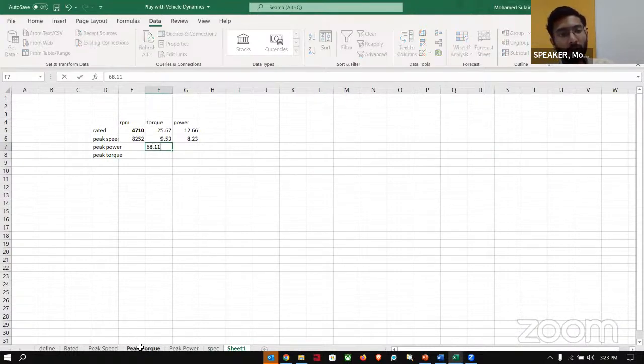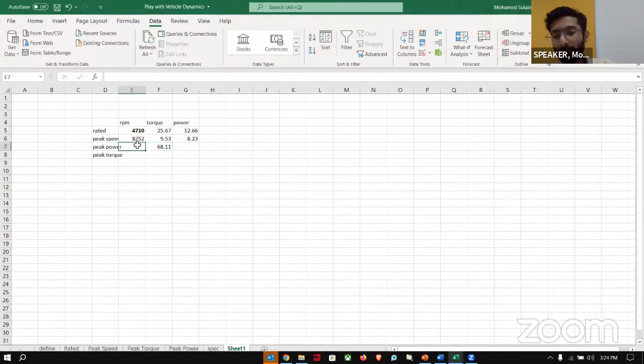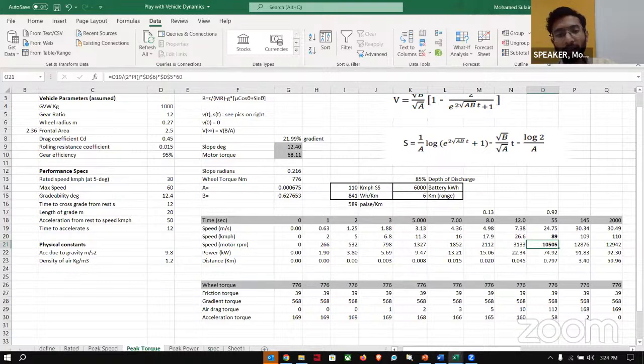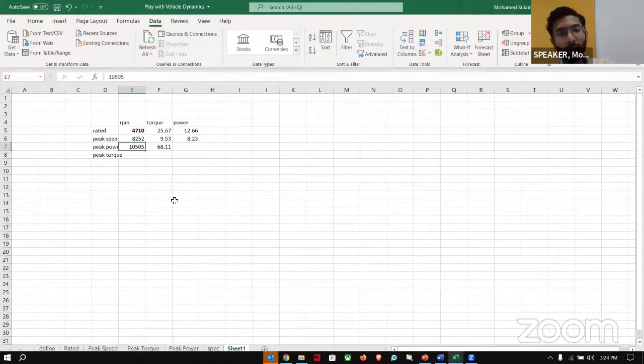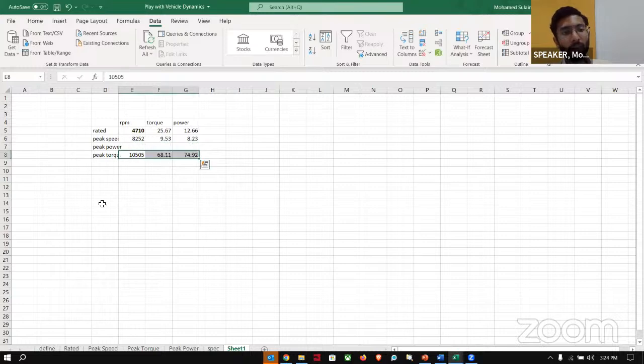And the power under the wheel RPM that we arrive at is much larger actually. If you have seen the spec sheets, it won't be more than 7500. Only for the high RPM vehicles, it will be around 10k. And the peak power is actually 74.92. These are for the peak torque conditions.